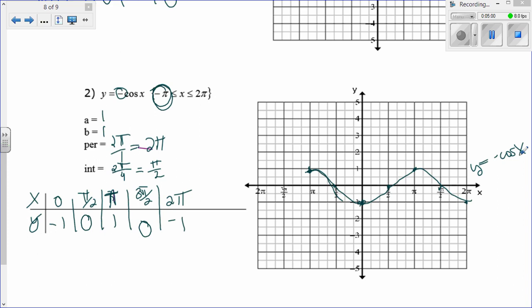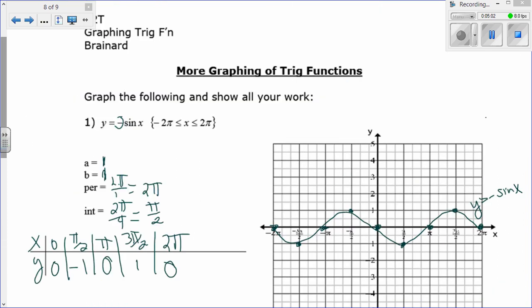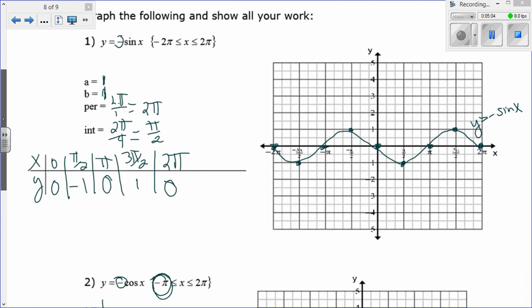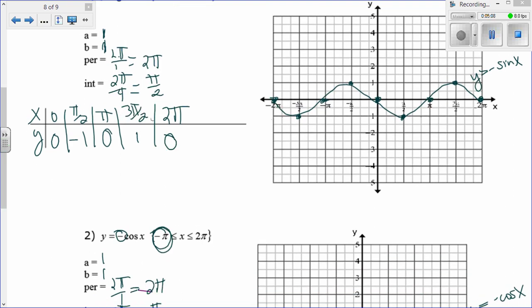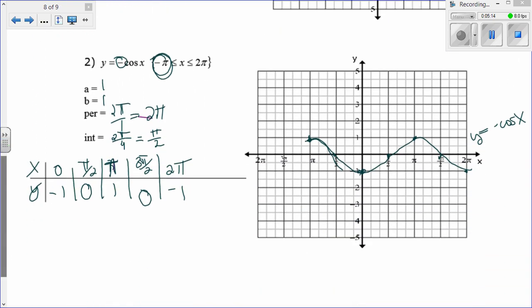Now, these are just my normal sine and cosine curves, my regular ones where the amplitude is 1. The only difference is it kind of turned the sine and cosine curves inside out, reflected them over the x-axis. Okay?